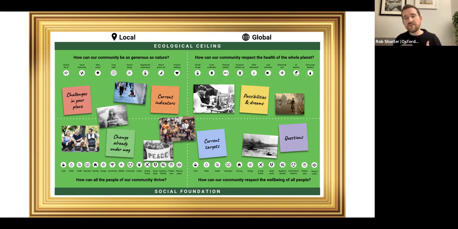But beyond that, we can invite anyone, no matter how much they know about the challenges or changes or indicators or targets. Anyone can bring their dreams and their possibilities and their questions to this. And so we think a great way in is actually just asking questions. Well, where, for example, is our most wild nature nearby? Who has access? Who's stewarding that? How can we get access to that?